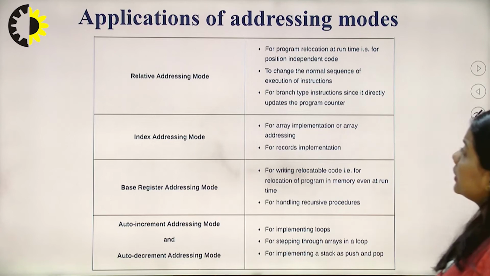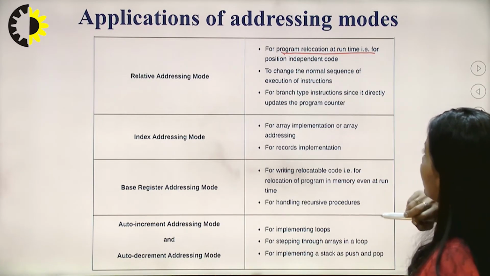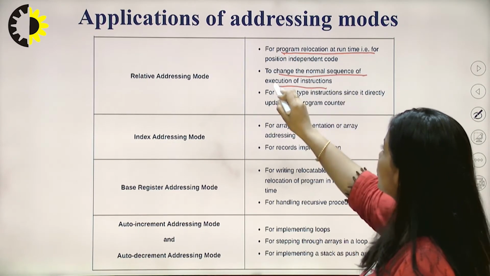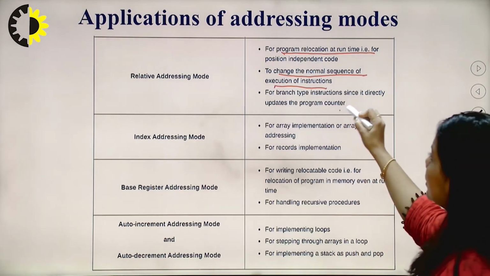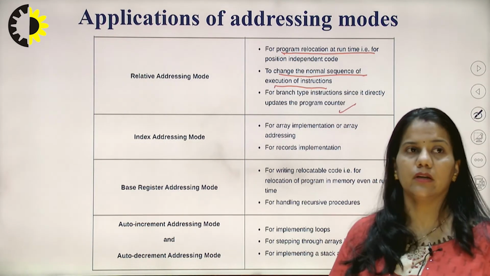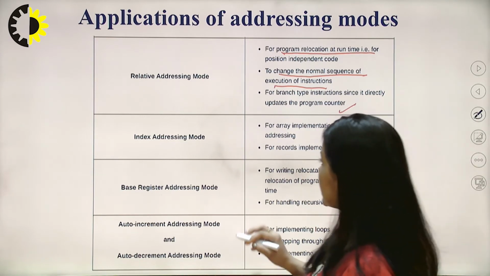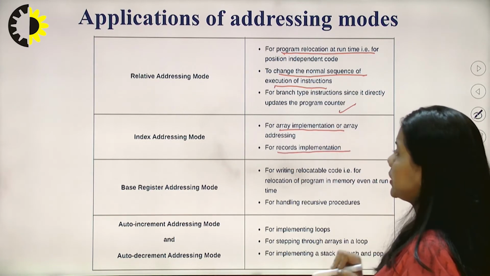Now, the relative addressing mode is used for program relocation at runtime, that is, for position independent code, or to change the normal sequence of execution of instructions, for branch type instructions, since it directly updates the program counter. So, relative addressing mode is used in these cases. The index addressing mode is used for array implementation or for records implementation.